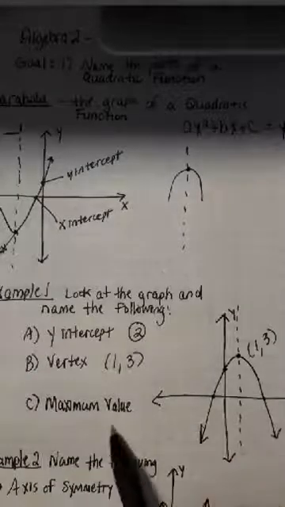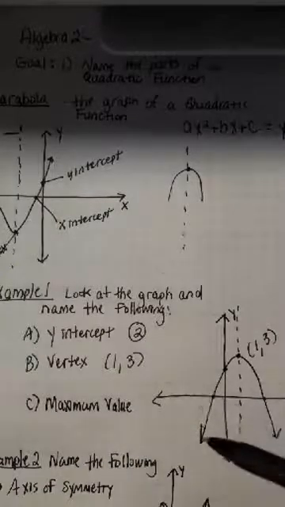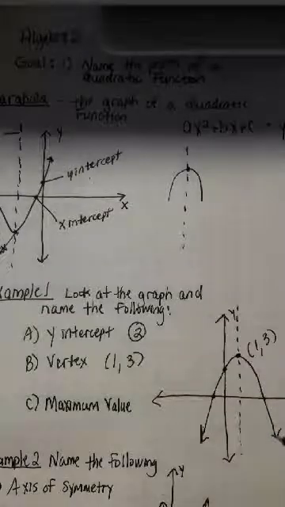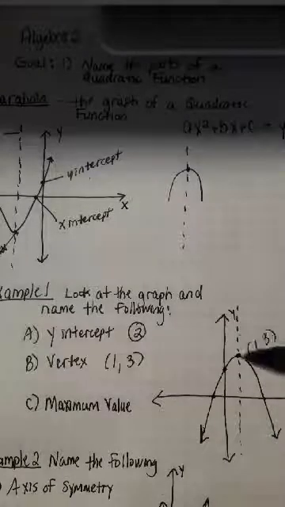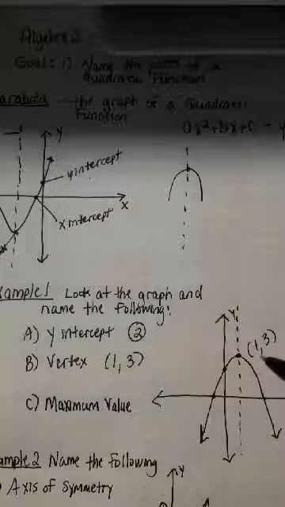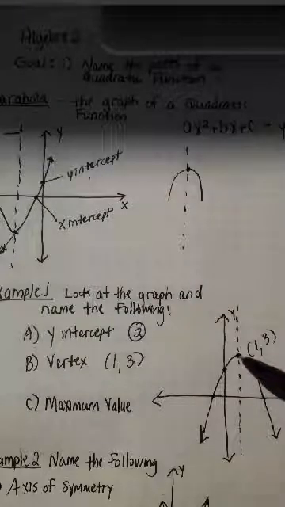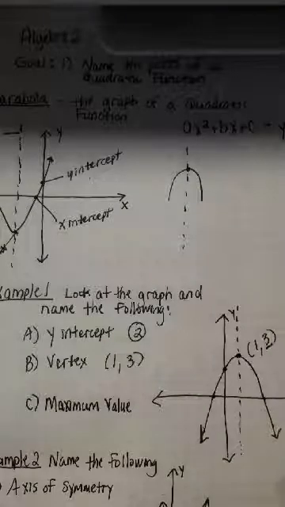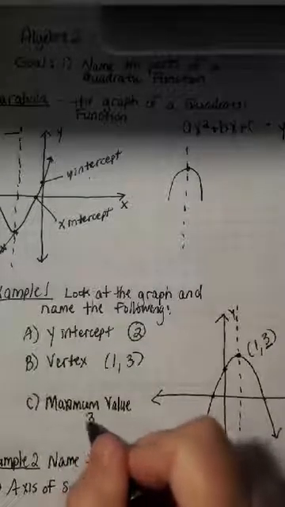Now the maximum value, remember I told you if the parabola is turned upside down like this one, the maximum point is here at the top, this vertex. The maximum value is going to be the y value up there, which is 3. Okay, so the maximum value is 3.